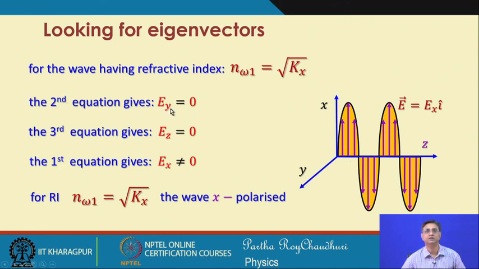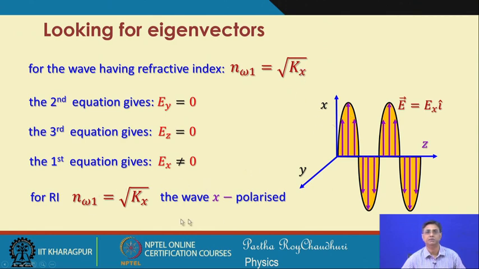So, the second equation gives E y equal to 0, the third equation gives E z equal to 0 and the first equation gives E x not equal to 0. So, you have only E x associated with the wave which is travelling along the z direction if the solution you assume is due to the refractive index seen by the wave along the x direction.